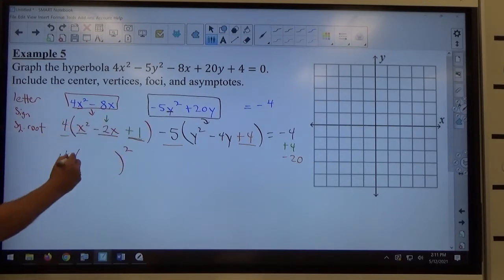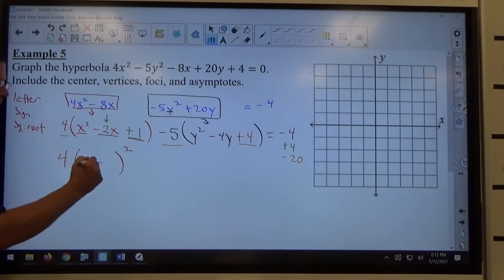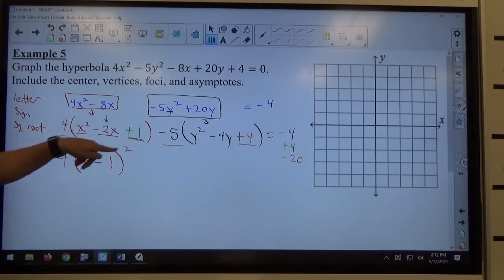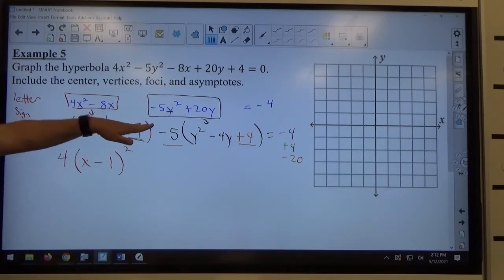So the letter we're going to use is x, the sign we're going to use is minus, the square root of 1 is 1. I think the reason that some of you are doing this wrong is because the square root of 1 is 1, so it looks like I just put that number there. But I actually took the square root of 1, which equals 1.